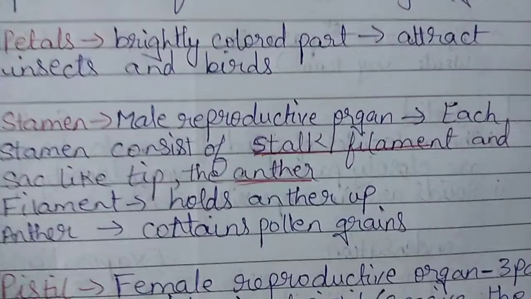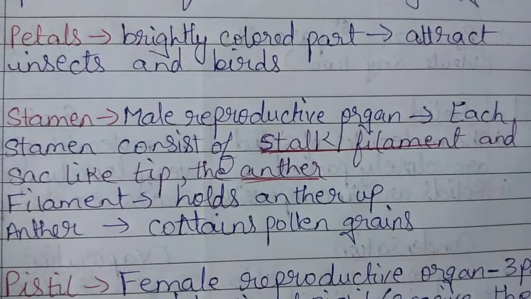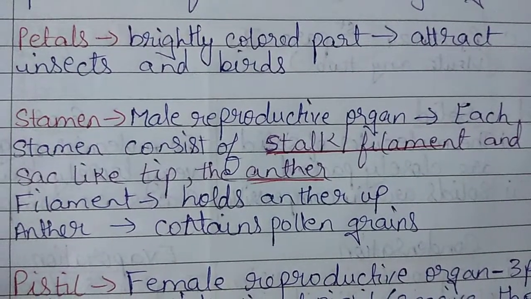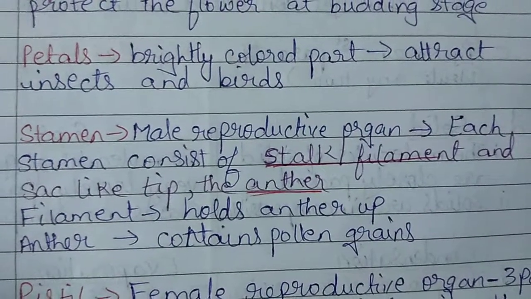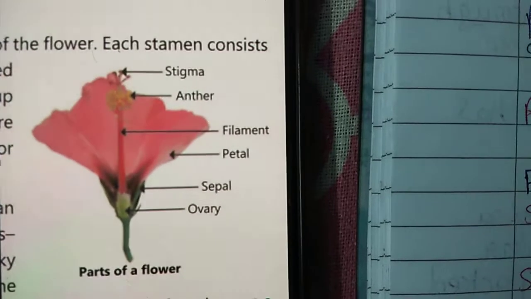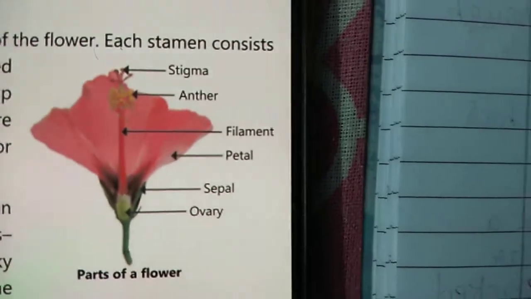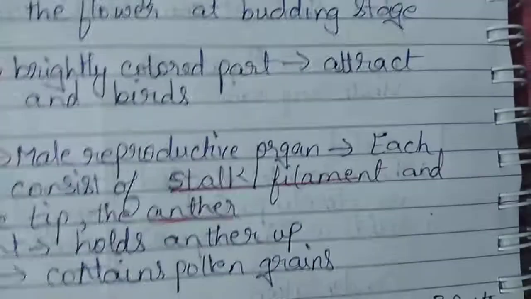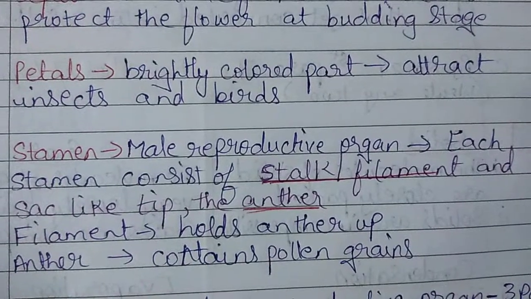Then the next part is the stamen. Stamen is the male reproductive organ. Each stamen consists of two parts: a stalk, which is the filament, and a sac-like tip, the anther. If you can see in the figure here, can you see the filament there? And the tip is called the anther. So the filament, which is a stalk, and the sac-like tip, the anther.